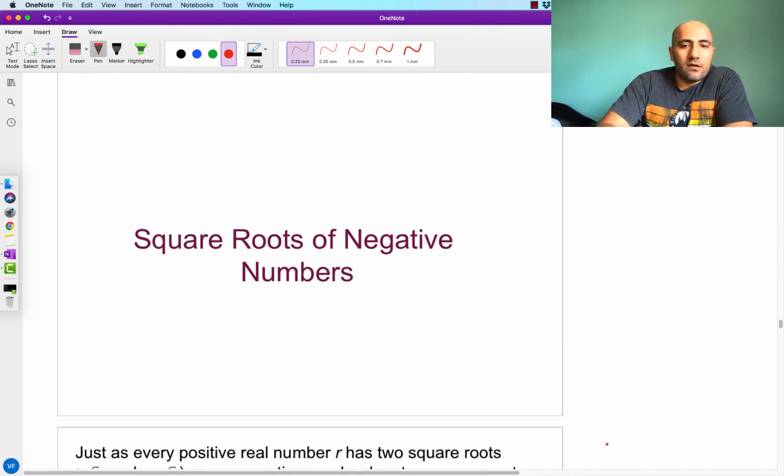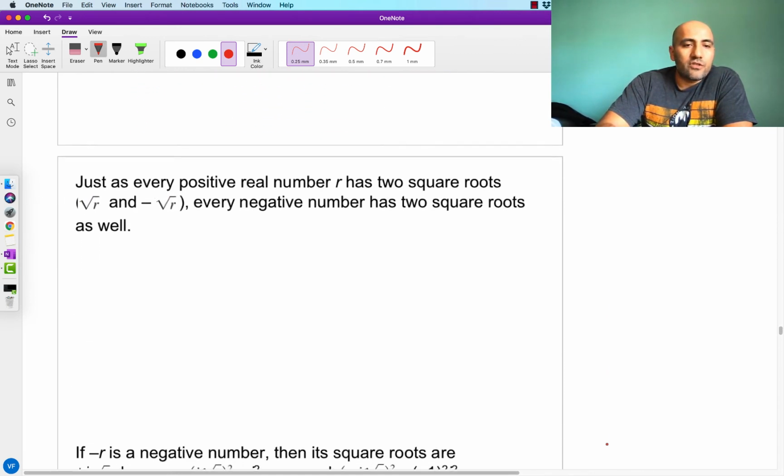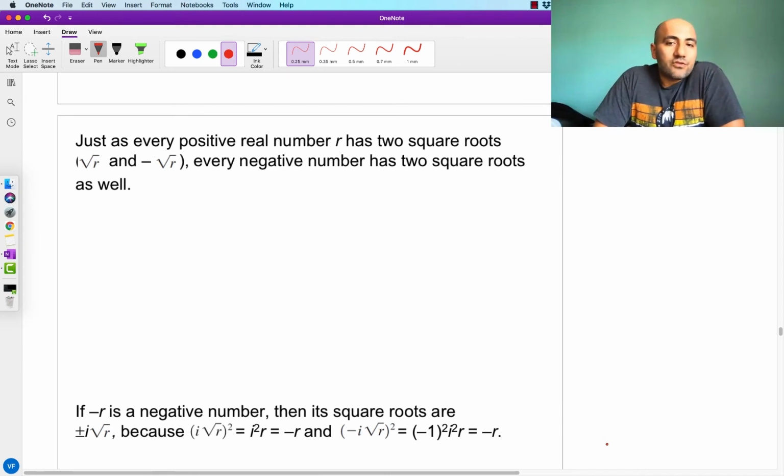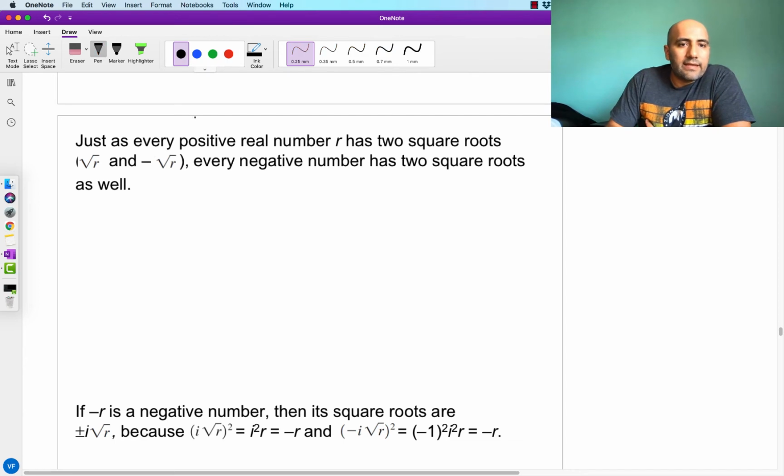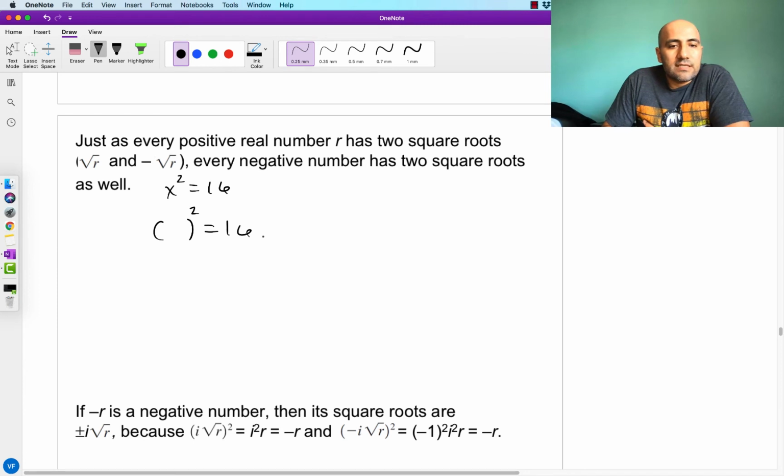Okay, square roots of negative numbers. So just as every positive real number r has two square roots, square root of r and negative square root of r, every negative number has two roots as well. So what is this talking about here? Remember that if we have blank squared, that's like x squared equals 16. Blank squared equals 16. Well, by just looking at that, we know there's two possible answers, right? Of course, we can put in a 4, or we can put in a negative 4. There's two possible answers to this.